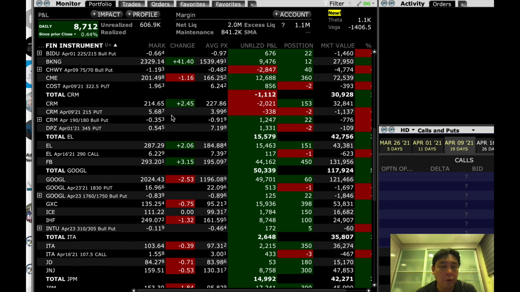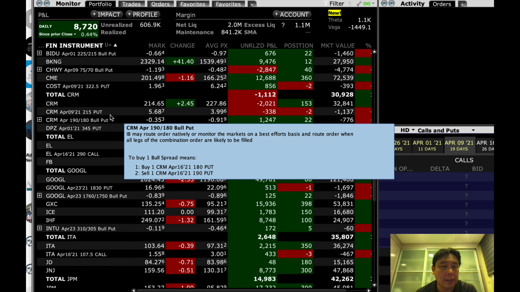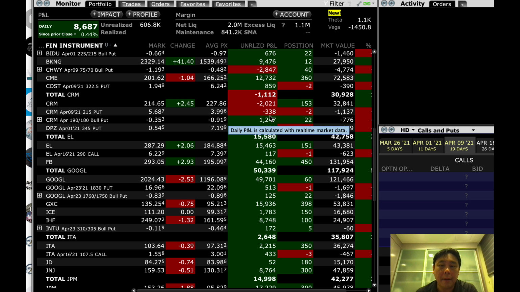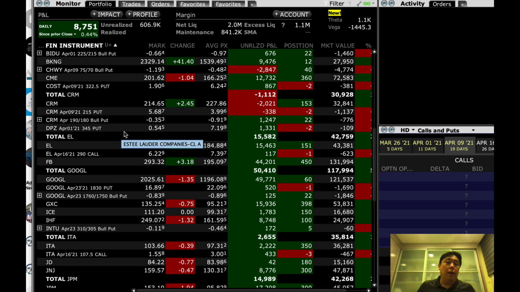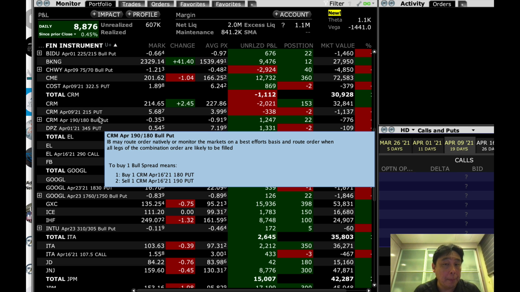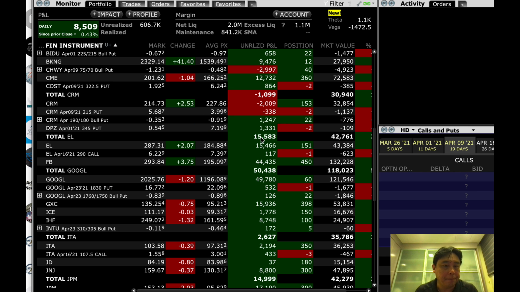Okay, CRM put at 338. So this is still negative. Let's see if it turns around. If it doesn't turn around, then I just take ownership of the shares, because when you sell a put at 215, it means I'm obligated to buy 100 shares at 215, which I want to, because it's a good company, right? And if I don't get the shares, I just keep the premium.